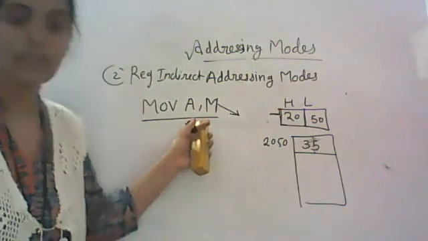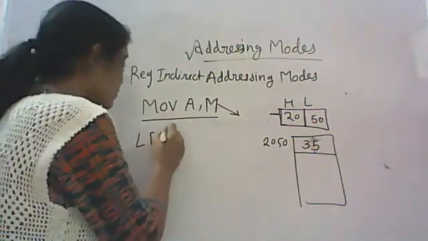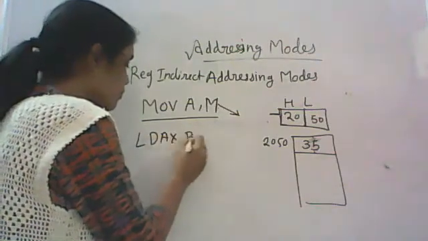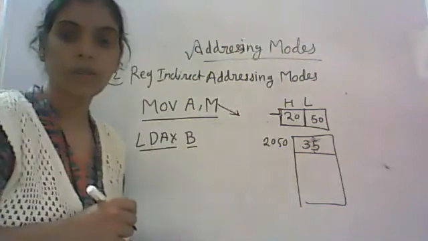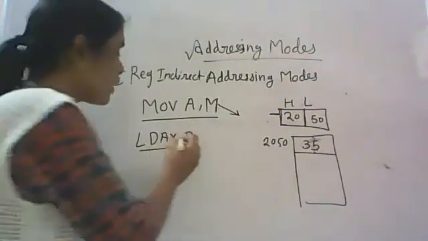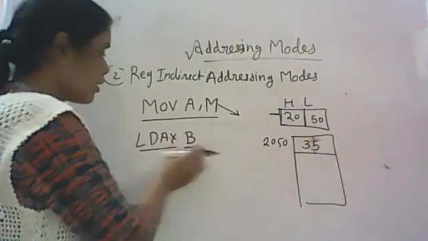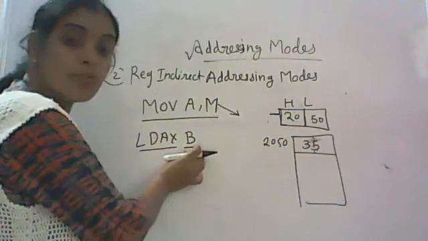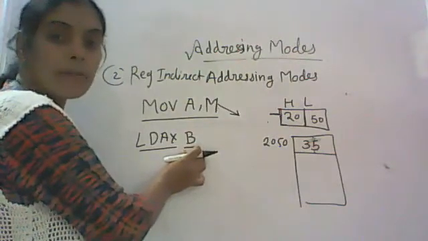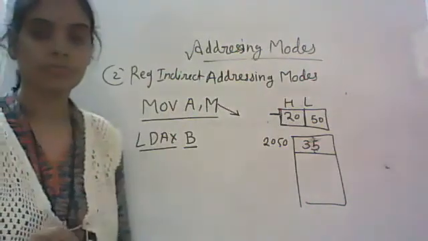Now see the next example, that is LDAX B. LDAX is the operation, B is the operand. Move the content of the memory location pointed to by the BC register pair. Here we use the BC register pair, 16-bit data. Move content of the memory location pointed to by the BC register pair to the accumulator.